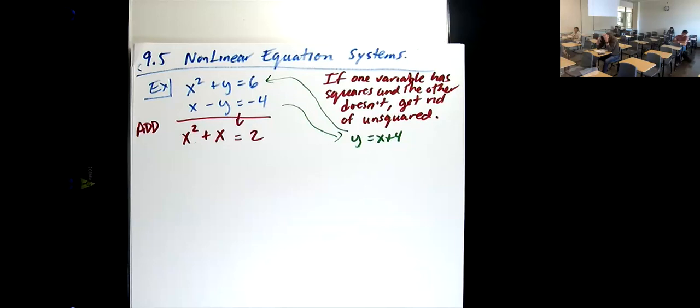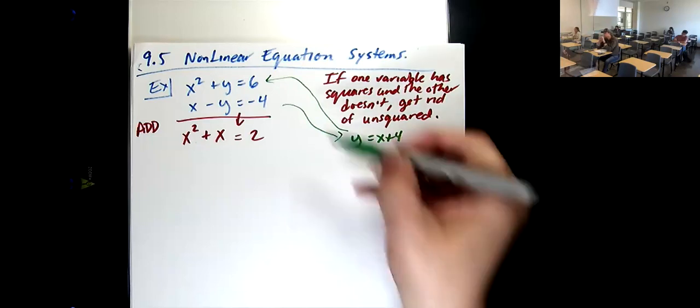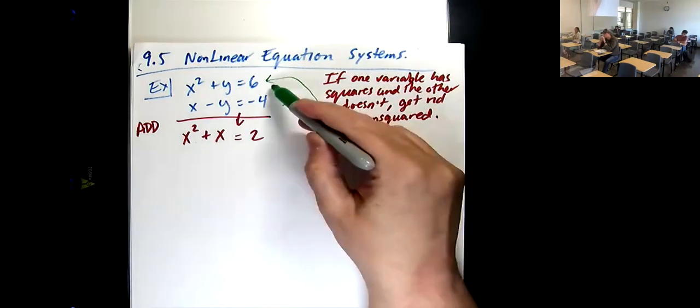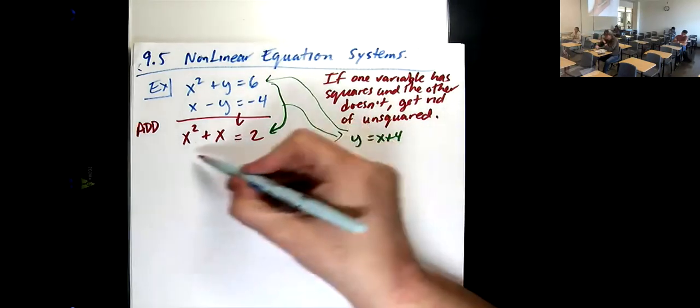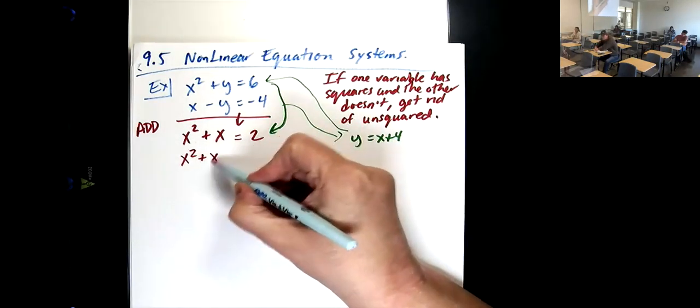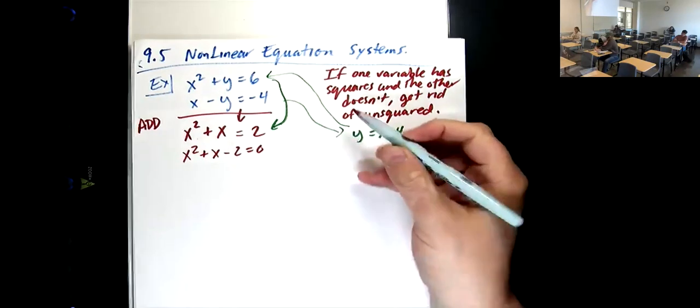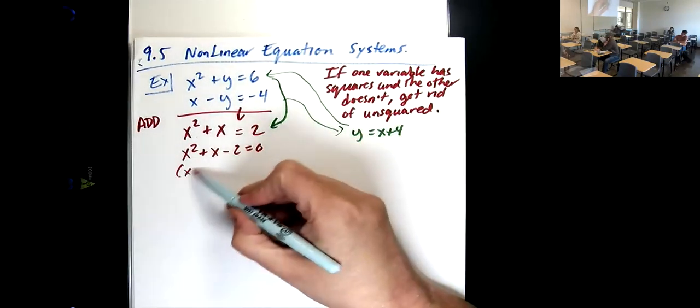And you would get the same thing if you did this. If you did that, you'd get this. Solve for y, plug y in, and you're going to get the same thing. All right, so we can get them all on one side. x squared plus x minus 2 equals 0. And we can factor.